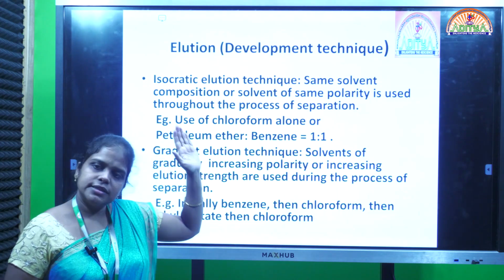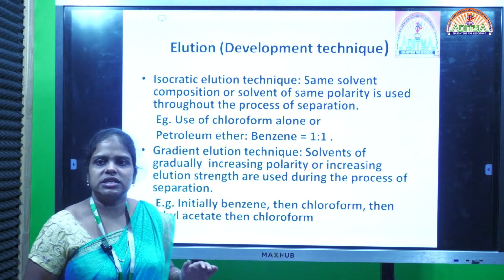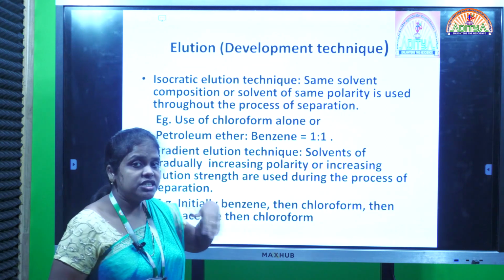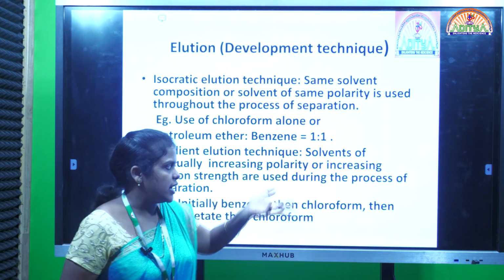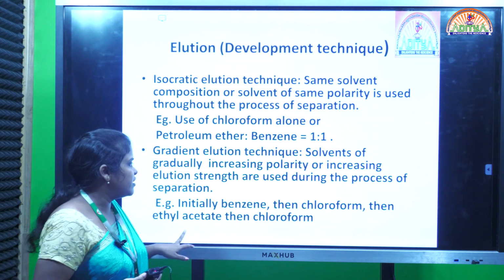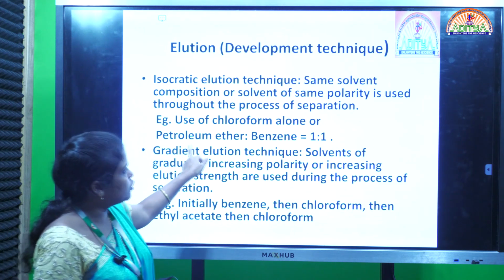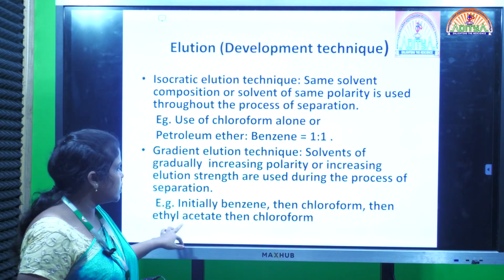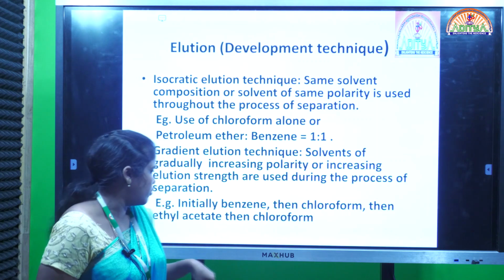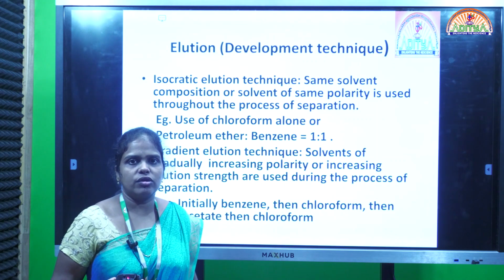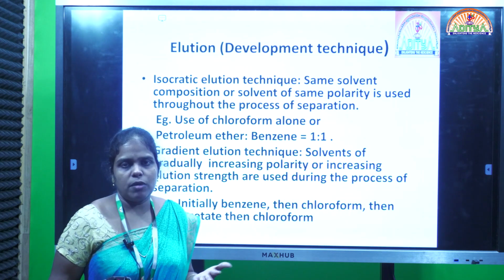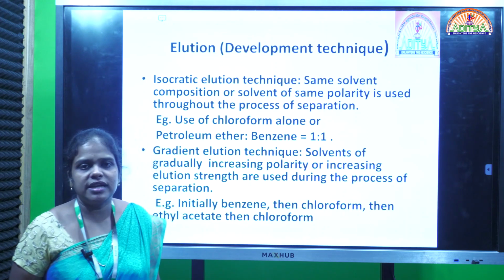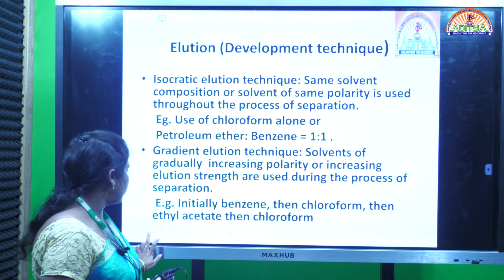Whereas in isocratic, it is the same mobile phase, same amount, same concentration. In gradient, we change the composition with increasing polarity of the mobile phase. It is very, very important. The best example for isocratic is petroleum ether and benzene in a 1:1 ratio throughout the experiment. Whereas in gradient, initially benzene, and then chloroform, and then ethyl acetate, and then again chloroform. That means you are changing the mobile phase components one by one after some time. That is called gradient elution. These are the two types of elution.